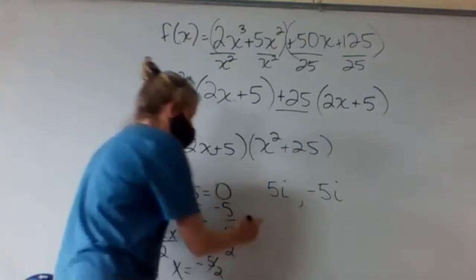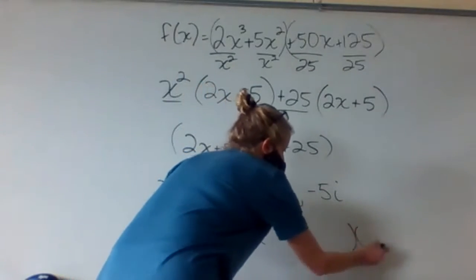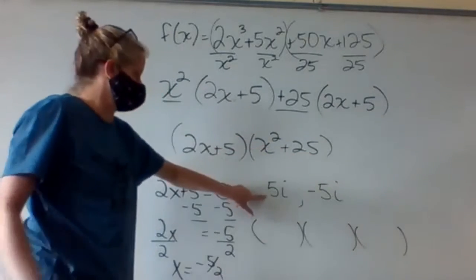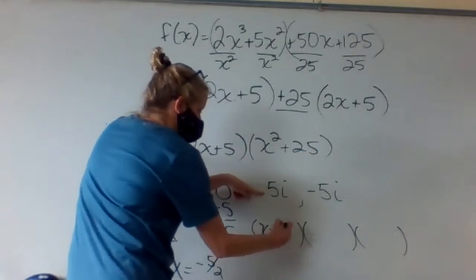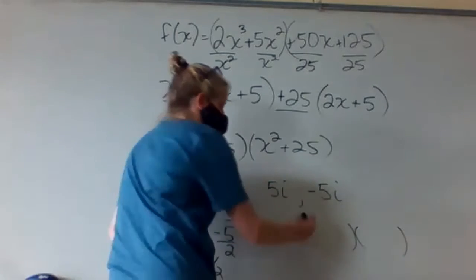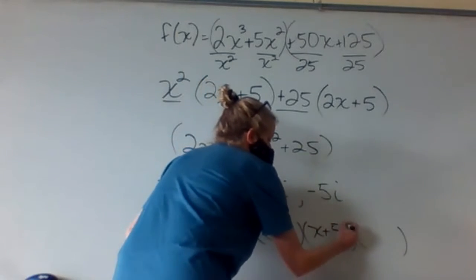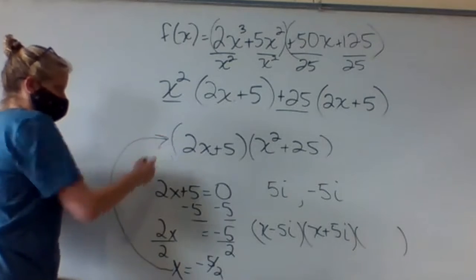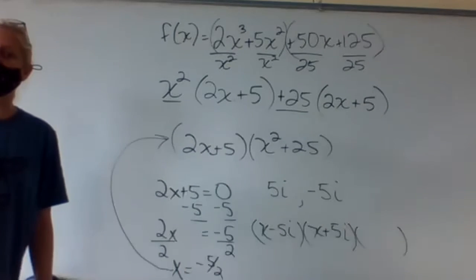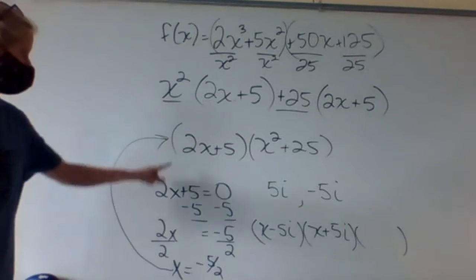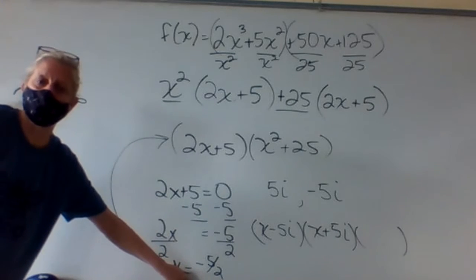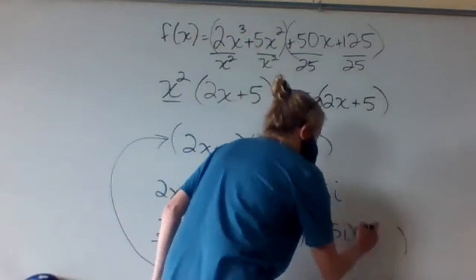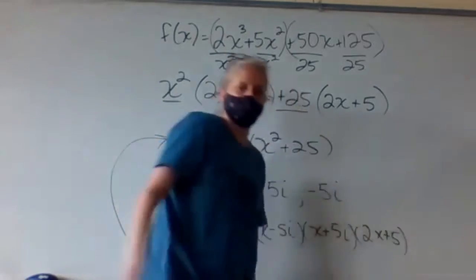So I need to write the three factors, right? I have three zeros, so they come from three factors. What would this one come from? Minus. Good. x minus 5i. What did this come from? x plus 5i. What did this come from? Well, just look, where did I get it from? That factor right there, right? That's what I solved to get that zero, which means the factor that negative 5/2 comes from is that 2x plus 5.